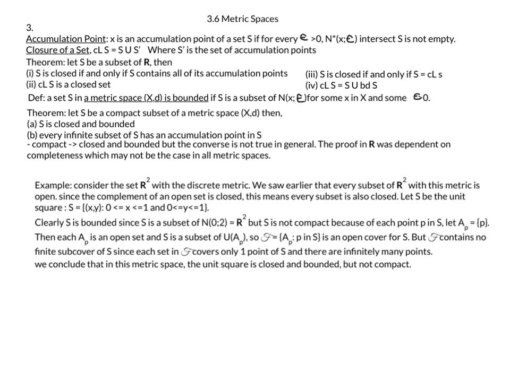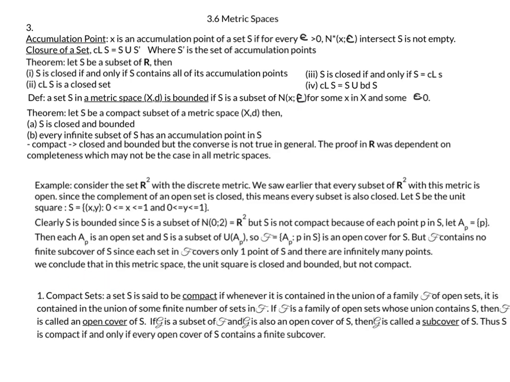Our next example is a little discussion. Let's consider R2 with the discrete metric. And we saw earlier that every subset of R2 with the discrete metric is open. And this is really strange. Since the complement of an open set is closed, this means every subset is also closed. So let's consider S to be the unit square, which I have defined here. Clearly S is bounded. Again, bounded means you can have a neighborhood around your set. So since it's a unit square, we can just draw a circle of radius 2 and it'll cover our entire unit square. But S is not compact because, and let's review the definition of compact.